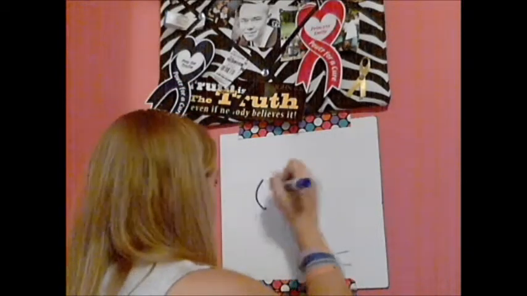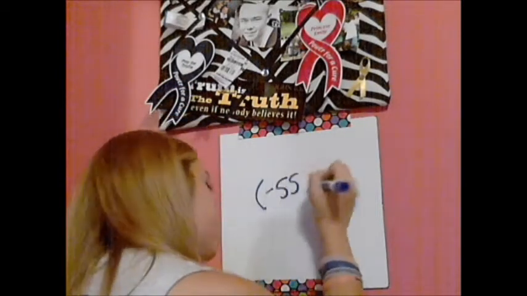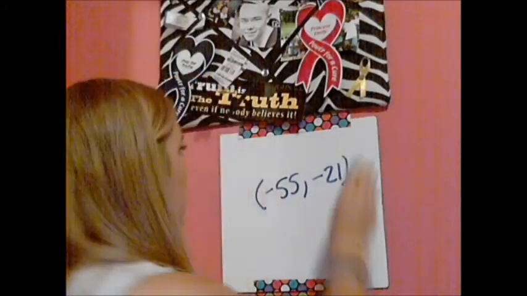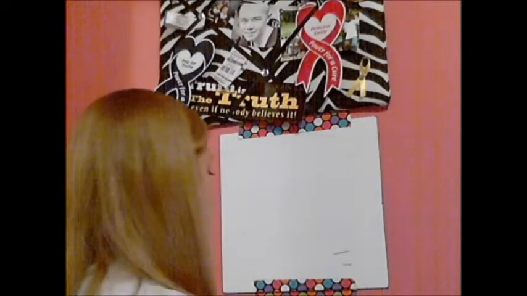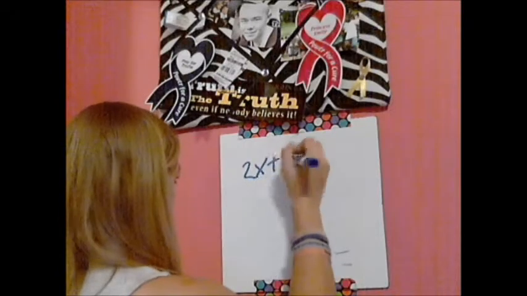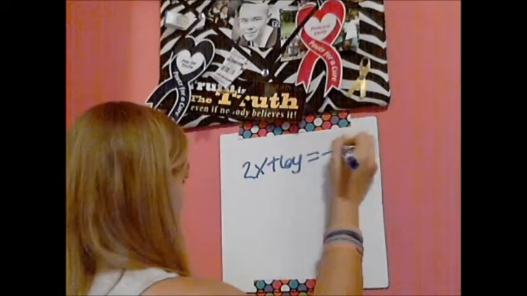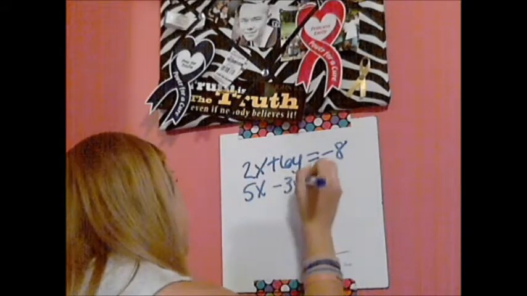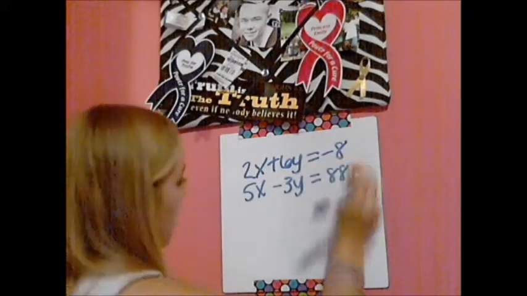So the answer to this equation would be negative 55 and negative 21. Now the next set of equations that I'm going to show you are a little bit different from the ones that we just did. It is 2x plus 6y equals negative 8, and 5x minus 3y equals 88.